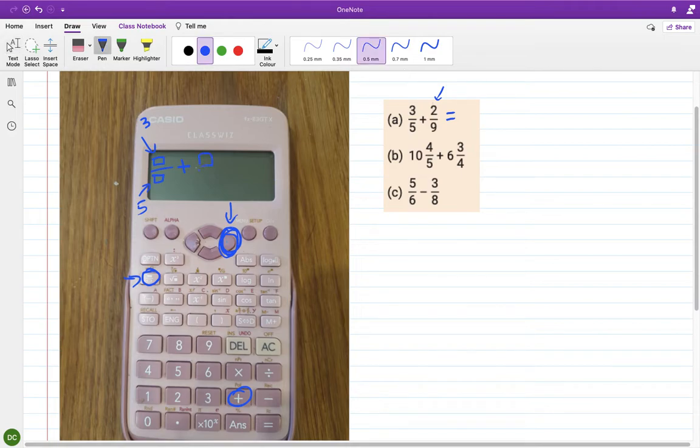So you put your fraction in again, and then the top line this time is going to be 2. Use your down arrow to get down, and then your bottom one here is going to be 9. Again, use this right hand arrow to get out, and then when you're done and you have it all typed in, hit your equals button. Okay, and I am getting 37 over 45.